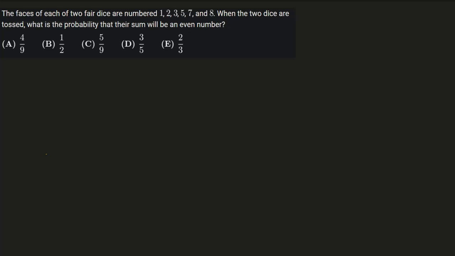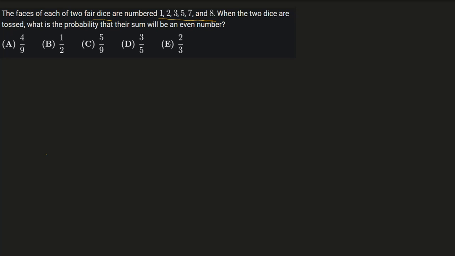This problem is a normal probability / counting problem. However, the author set up a little trap here: these two dice are not the normal dice. The numbers on the faces are not from 1 to 6. They are 1, 2, 3, 5, 7, 8.